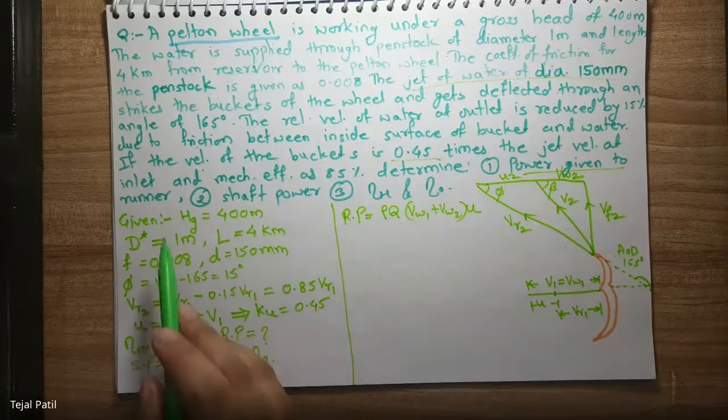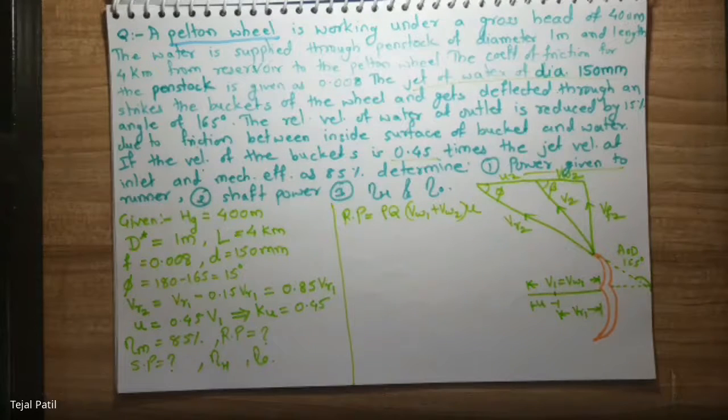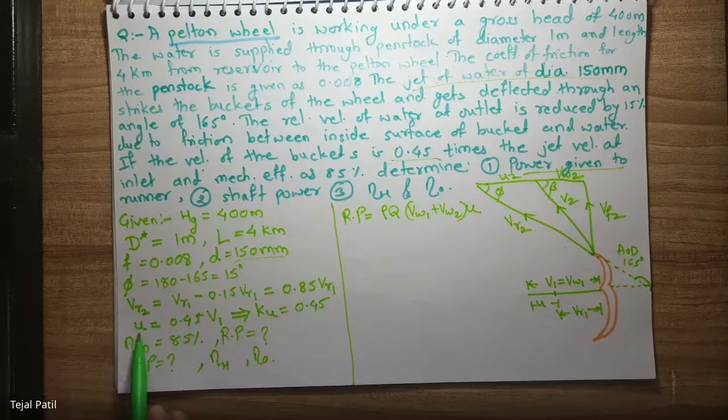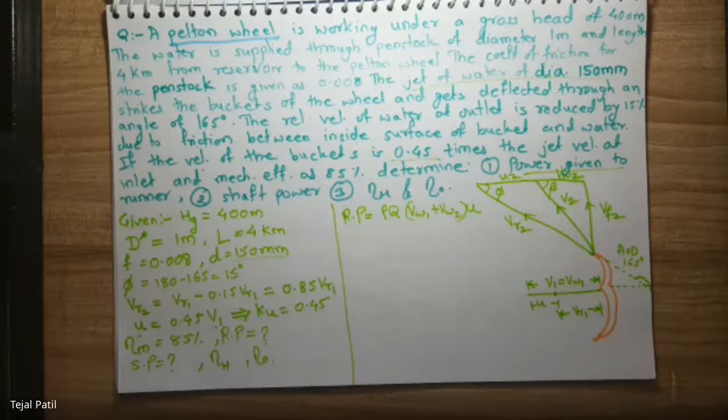Q, we don't know anything about the Q. If you want to find Q, how can you find it? Area into velocity. Here area you can find because diameter is given, but you don't know velocity. What you know is the relation between U and V1. Again, if you want to find V1, you must know U. But if you want to find U, you must know the diameter of the wheel and even the RPM. RPM is also not given. Diameter of the wheel is also not given.